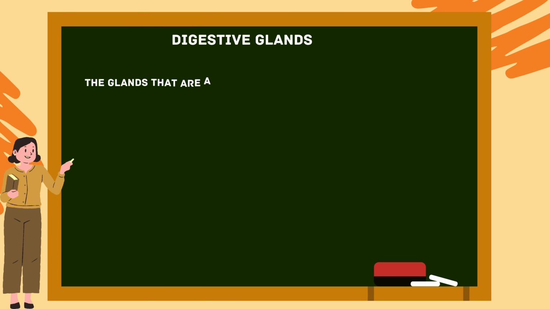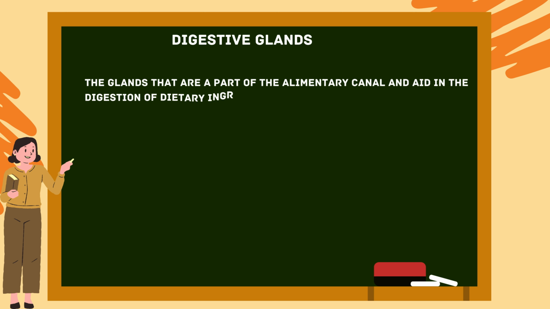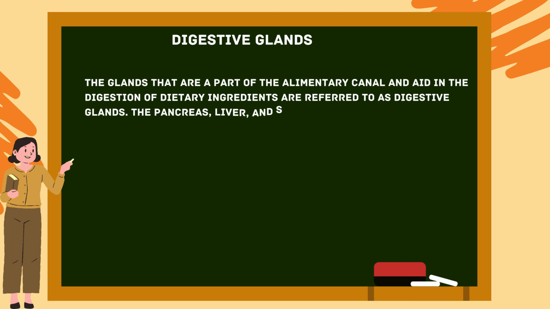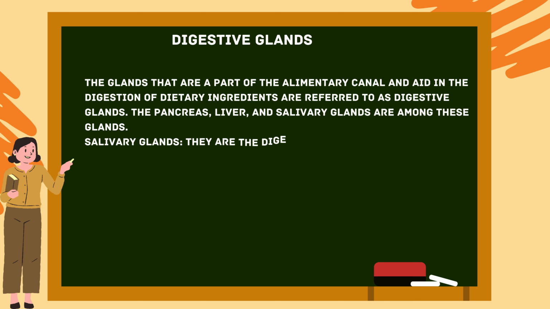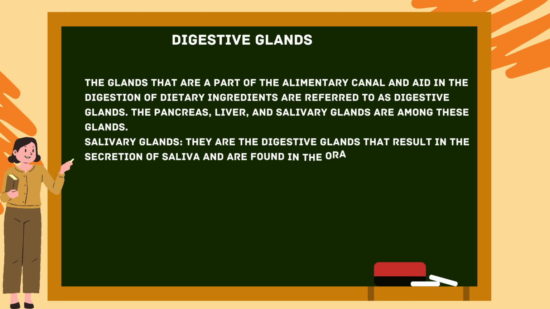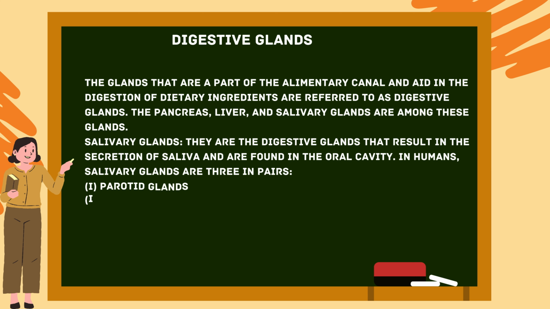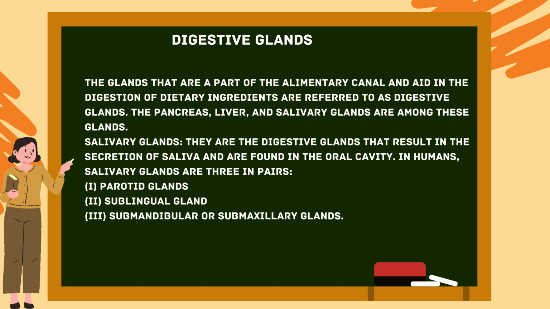Digestive glands. The glands that are a part of the alimentary canal and aid in the digestion of dietary ingredients are referred to as digestive glands. The pancreas, liver, and salivary glands are among these glands. Salivary glands. They are the digestive glands that secrete saliva and are found in the oral cavity. In humans, salivary glands are three in pairs. 1. Parotid glands. 2. Sublingual glands. 3. Submandibular or submaxillary glands.